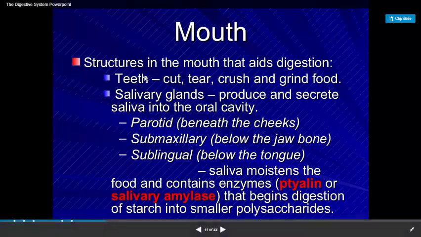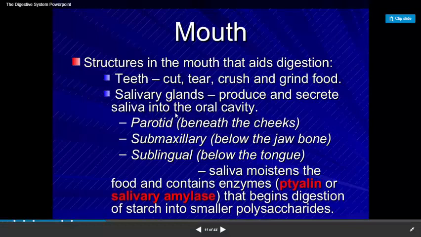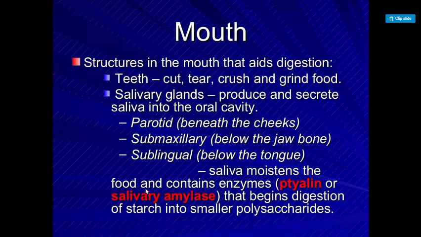So what happens here? The teeth. They are going to cut the food, tear the food, crush and grind the food. Make sure the food is in a small ball that can pass through the digestive system. What happens with the salivary glands? These salivary glands that secrete the saliva moisten the food, which means that it makes the food moist and watery so it can pass through the digestive system.